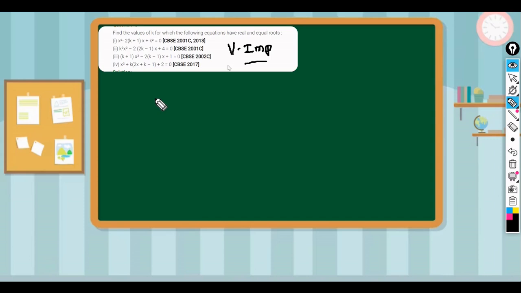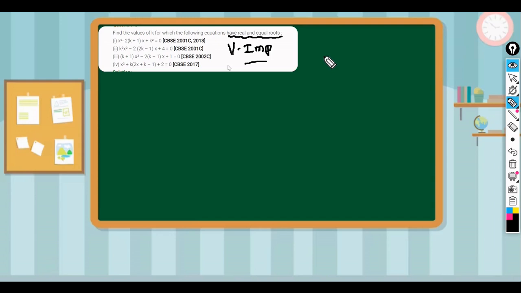So in all these questions, you have to find the value of K. In place of K, it might be any other letter also, which is unknown. No need to worry about that. You need to focus on the condition given. Here they have given this condition.